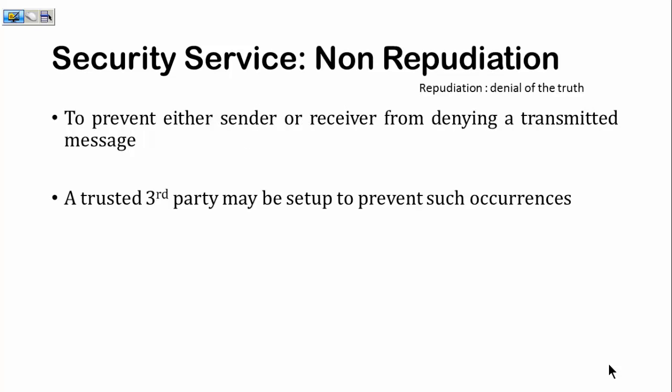Non-repudiation. The repudiation means denial of truth. Non-repudiation means that nobody can deny the truth. So if an event has occurred, there has to be a proof that the event has occurred. For example, if I give somebody 5,000 rupees, later on I ask that person, okay, return my 5,000 rupees. The person may say that the transaction never happened. I never took 5,000 from you. So there has to be a proof to claim that the person has received 5,000 from me.